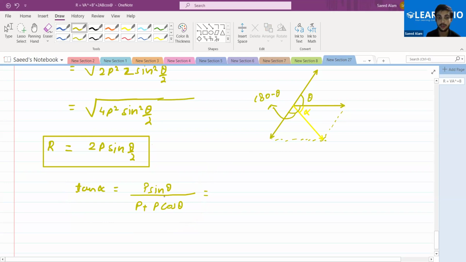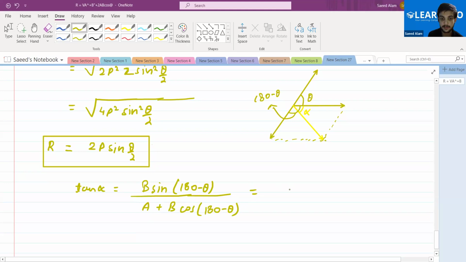Yes. So instead of theta, you should replace it with 180 minus theta. Yes or no? Yes. So what will be the final expression this time? B times sine of 180 minus theta divided by A plus B times cos of 180 minus theta. Yes or no? Yes. So now tell me, what will be the final expression?